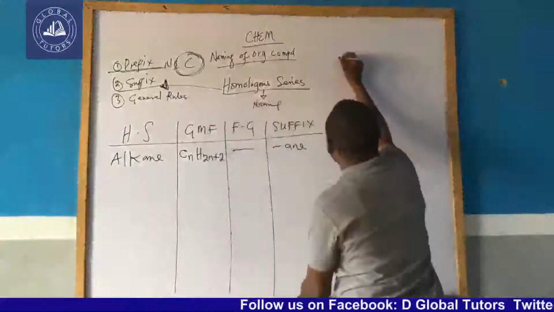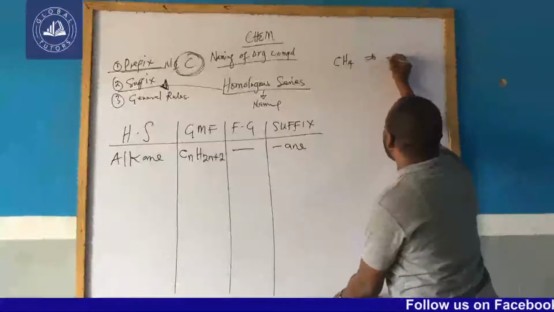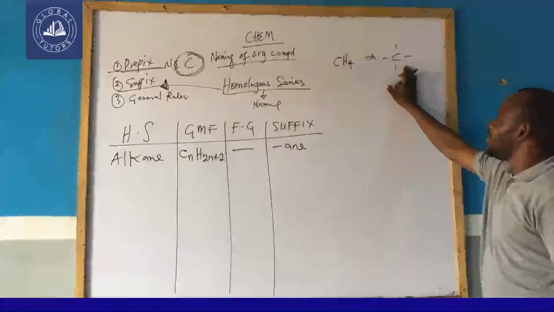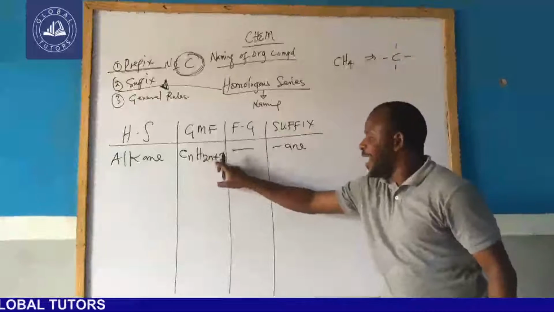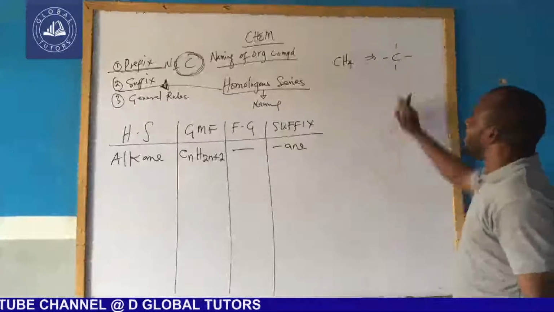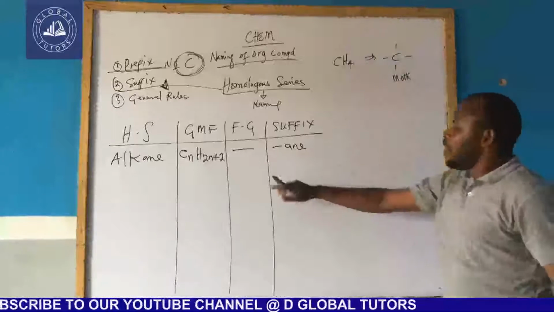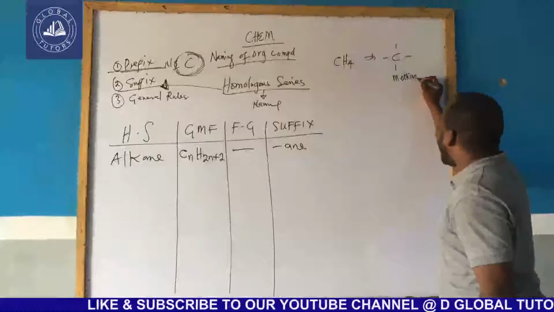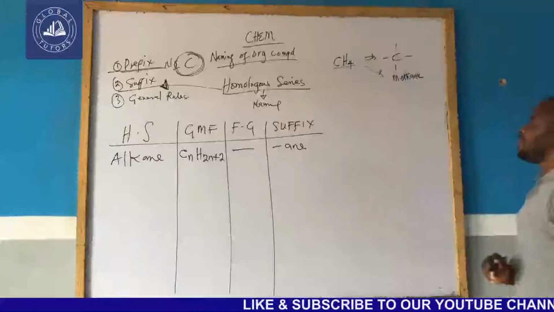Let's assume we have CH4. Structurally, you're going to have something like this. So this is an alkane because it obeys this formula CnH2n+2, and the functional group is a single bond. Remember I said when the number of carbon is 1, you use meth. Now we have the suffix for the alkane homologous series, -ane. So this compound is called methane.